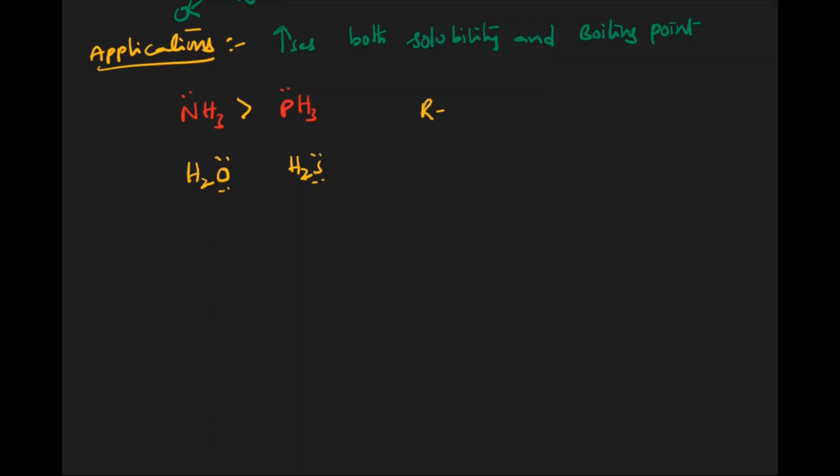Let us take alcohol and ether with the same number of carbons. Ether. Okay, let us take an acid and ester. Okay, here in all these cases, in the case of water and H2S, what is happening is that water can form the hydrogen bonding but not H2S. That is why water can exist as liquid at room temperature, but H2S is going to be gas at room temperature.